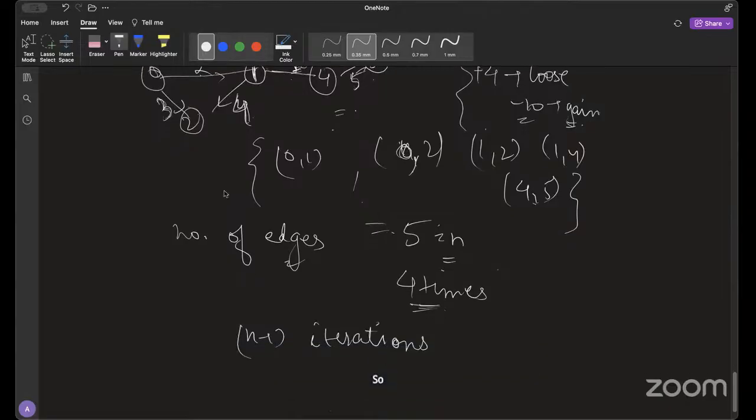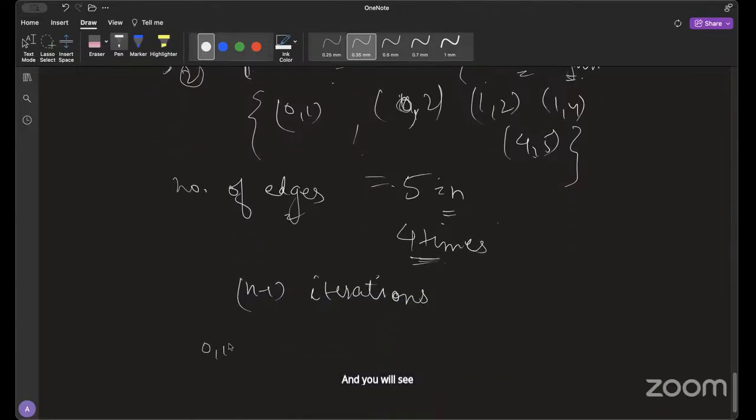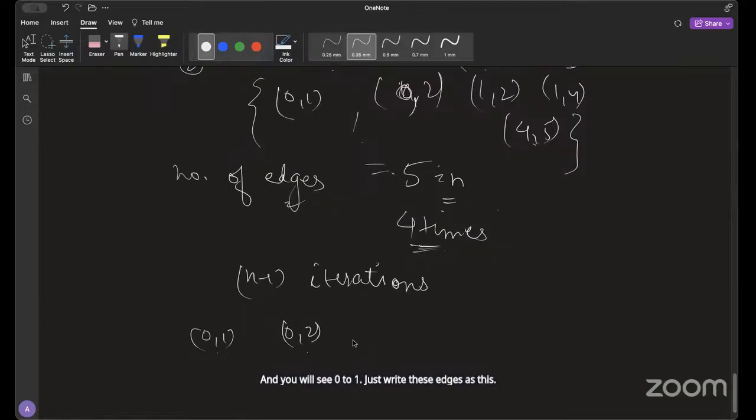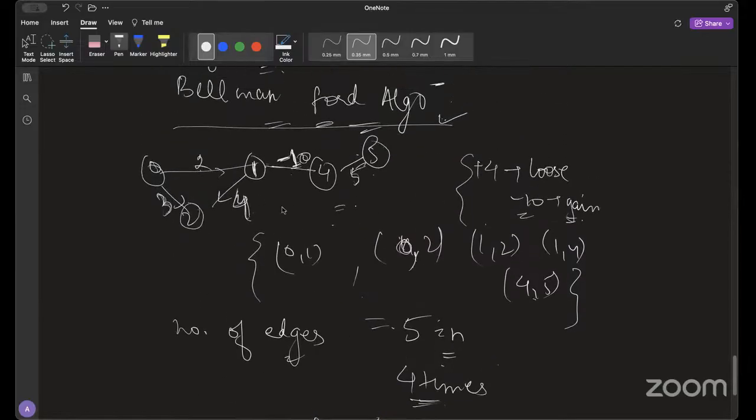So you start off from here, and you will see 0 to 1. Just write these edges as this, or let's just do it directly here. So here, this is a distance 2. This is a distance 3. You can directly do the things here, and then this is at infinity.